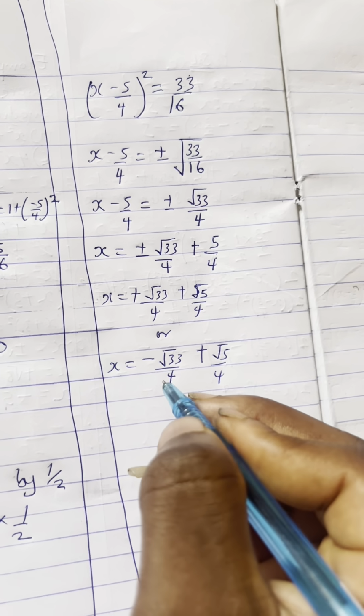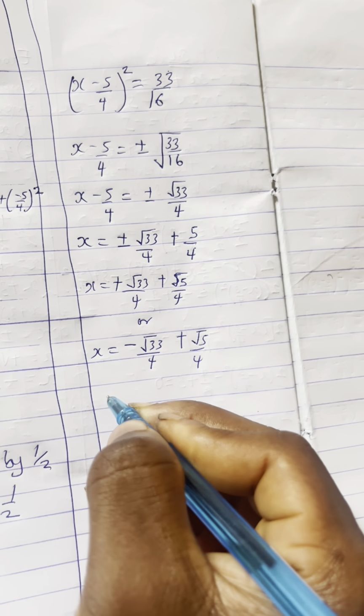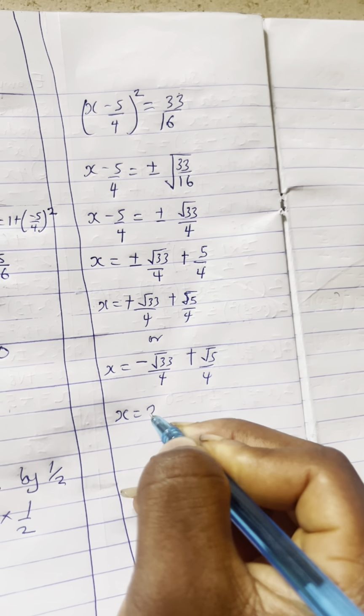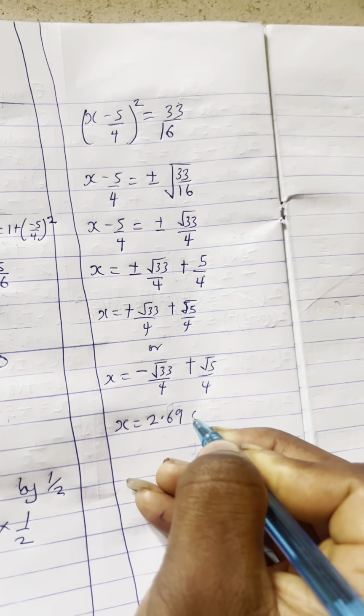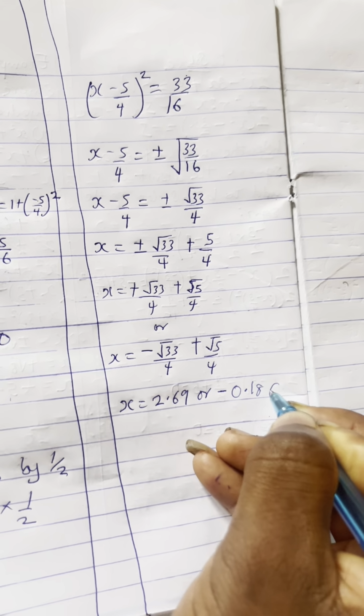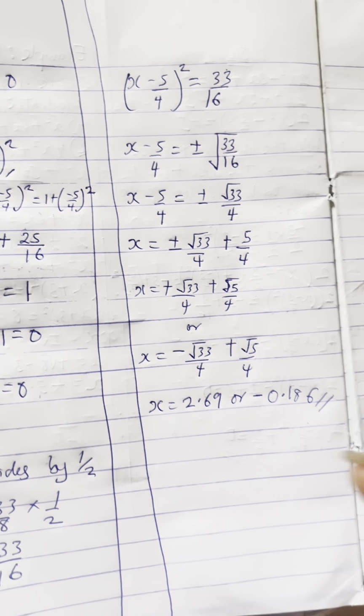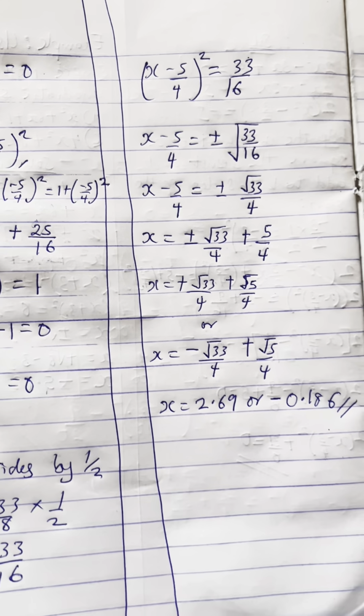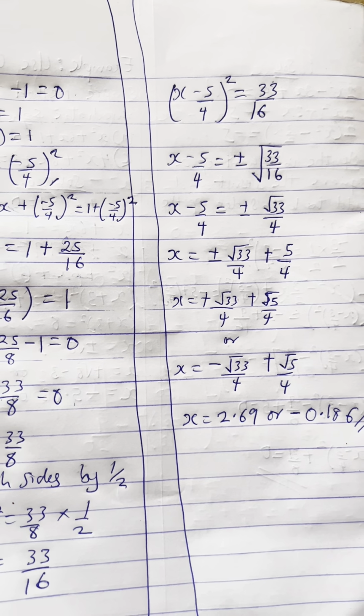So I will get my two values for x to either be 2.69 or minus 0.186. So that's the final answer. So this is how to use the completing the square method in solving the quadratic equation.